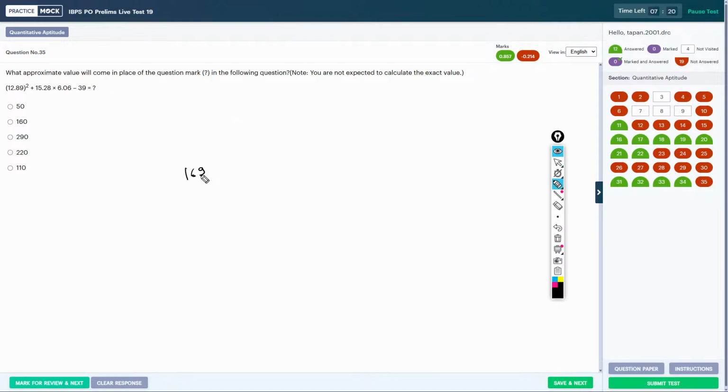So 13 square plus 15 into 6, 90. 15 into 6 is 90, right? Yes. Minus 39, so 130, so 220.